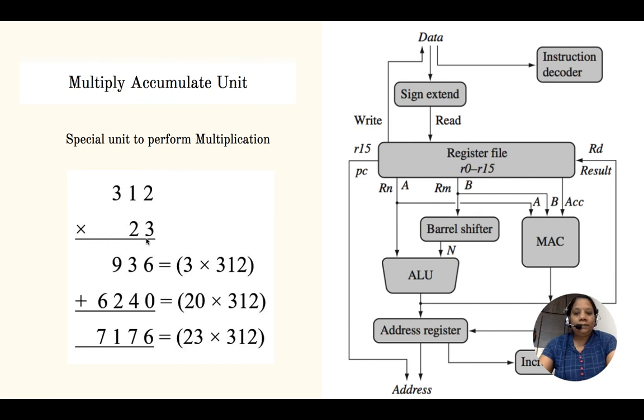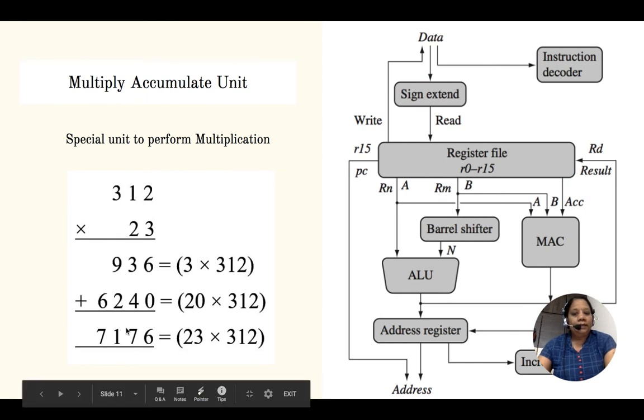First, when we multiply 3 with 2 you get 6, 3 with 1 we get 3, and 3 with 3 you get 9. So this is the intermediate result. Similarly, when you multiply by 2, you get 2 with 2 is 4, 2 with 1 is 2, and 2 with 3 is 6. So 624 is the second intermediate result. But when we do the multiplication in a processor, we cannot store these intermediate results and then retrieve them back and add them as we do with paper and pen. We are only bothered about the final result, which is 7176, equal to 312 into 23.